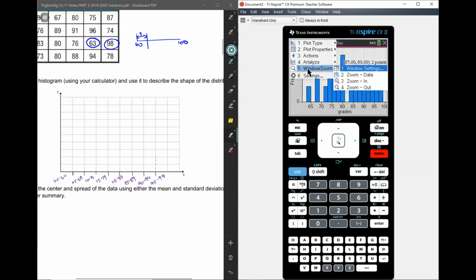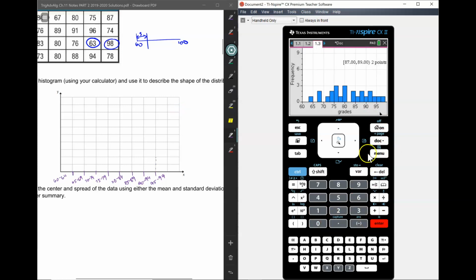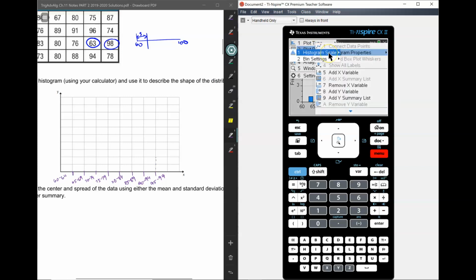First of all, let's go to window and do window settings first. I want my X min to go from 60 to, I'm sorry, to 100. And then the Y max, I don't know. I think we might have a height of more than 3. So why don't we just go to, I don't know, 10. Okay, enter. All right. Now go back to menu, plot properties, histogram properties, and number 2, bin settings.